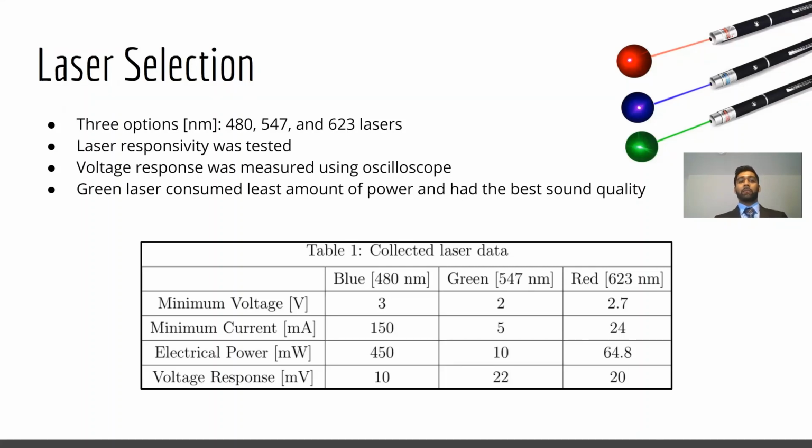We can also see the minimum voltage each laser required as well as its associated minimum current. The minimum current and voltage were both calculated using a power supply. The electrical current was then determined and the voltage response was found using the data obtained from the oscilloscope. The data was analyzed and it was found that the 547 nanometer laser consumed the least amount of electrical power and it also had the best voltage response when shined onto the solar panel. Based on this data, we can confirm that the 547 nanometer laser should be our best choice when we use a solar panel as a photosensor.